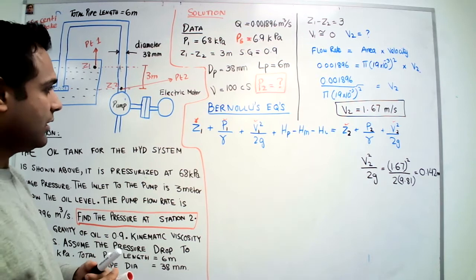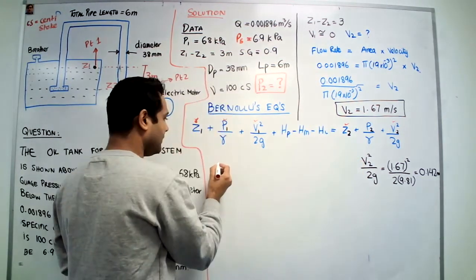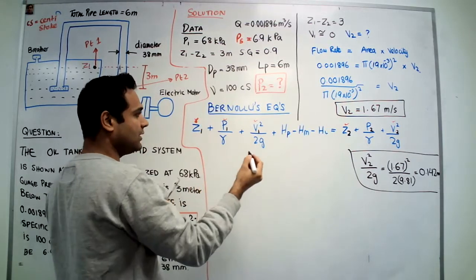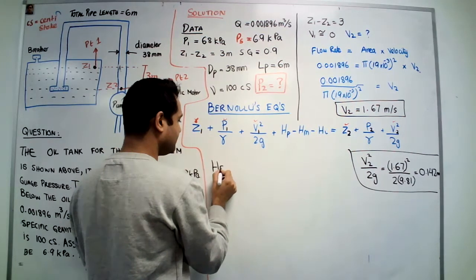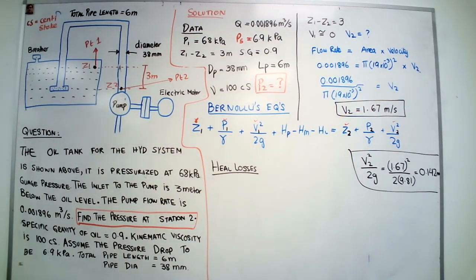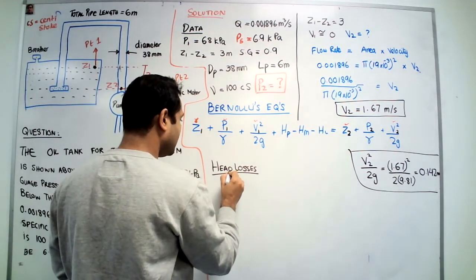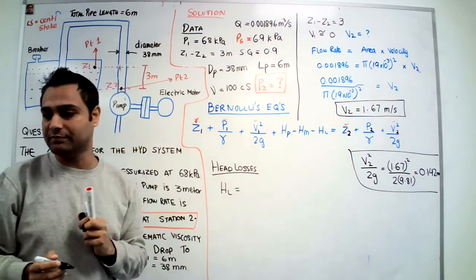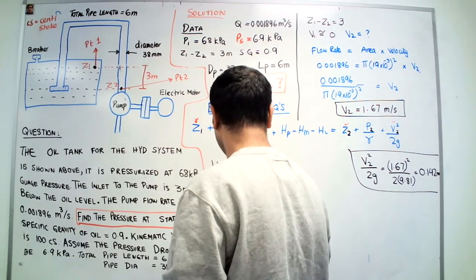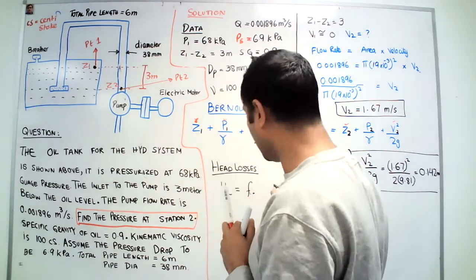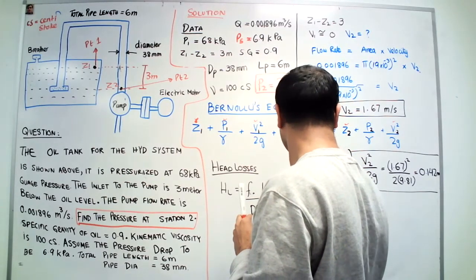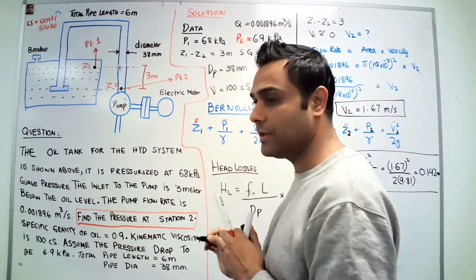Now we need to find out the head losses. So we have that bit. We've done this bit. Now we need to find out the HL, the head losses. Head loss has an equation. The equation is given by F times L over dP multiplied by V squared over 2G.